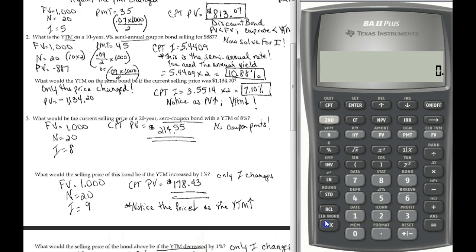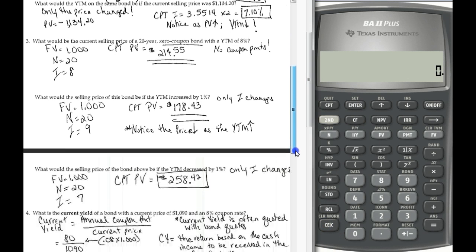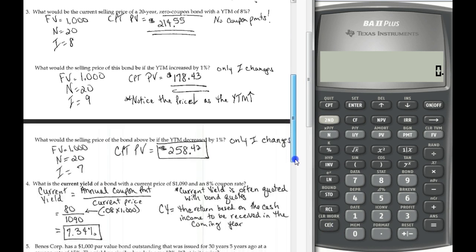Number 3 has us moving on to a different concept, and that is the zero coupon bond. You may have read about these in your textbook. They're simply bonds that have no coupon payments. Why would an investor buy a zero coupon bond? Well, you still essentially see a decent return. That's still your yield to maturity, or your total return as the investor, in this case 8%. You pay a much smaller amount to get $1,000 when it matures.